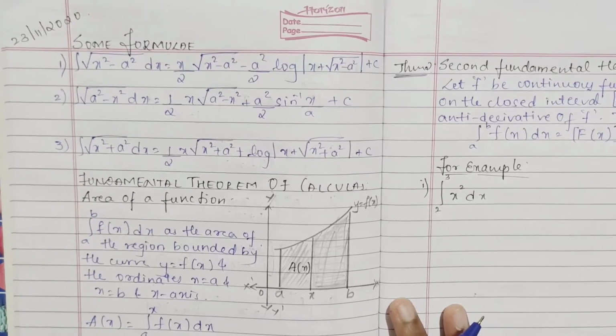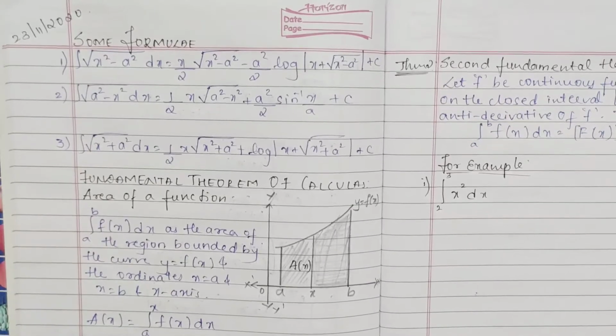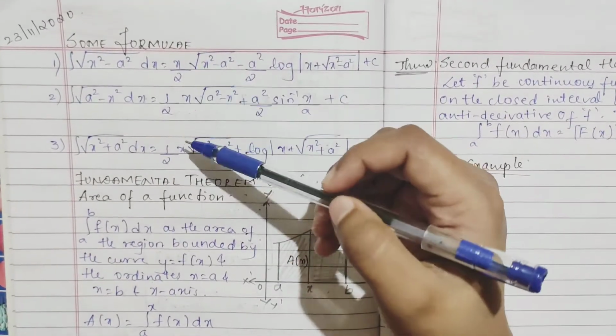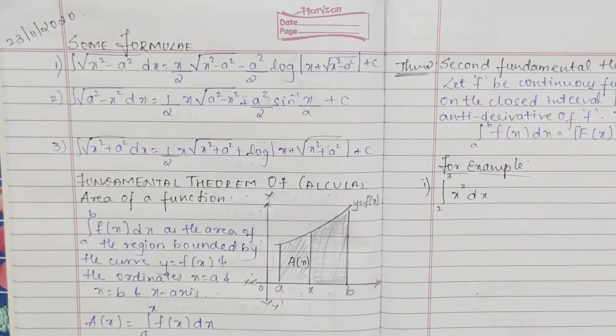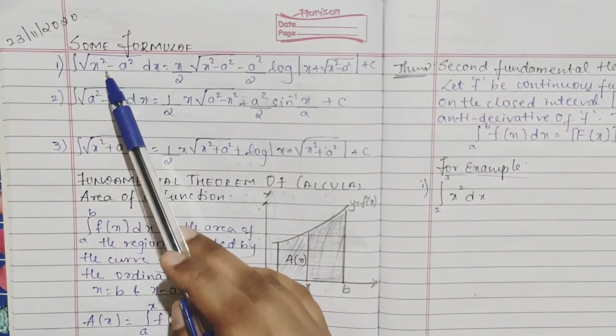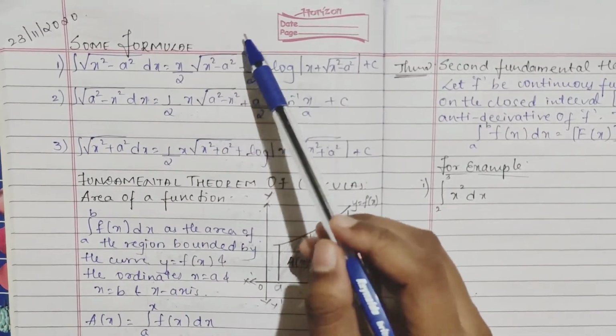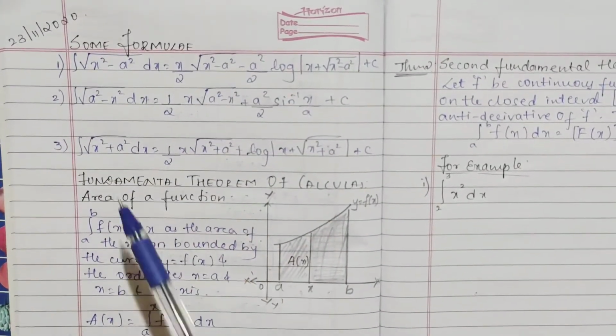Hello my dear students, so today we'll proceed with the next part of your integration. Before that you have some formulas, as I said previously. Take down this integration root of x square minus a square. You have 1 by root of x square plus a square, all those formulas.